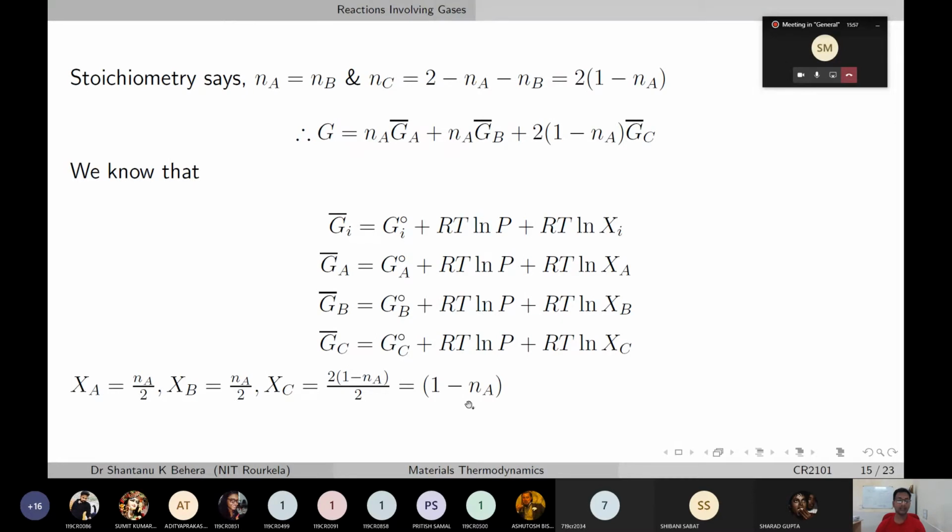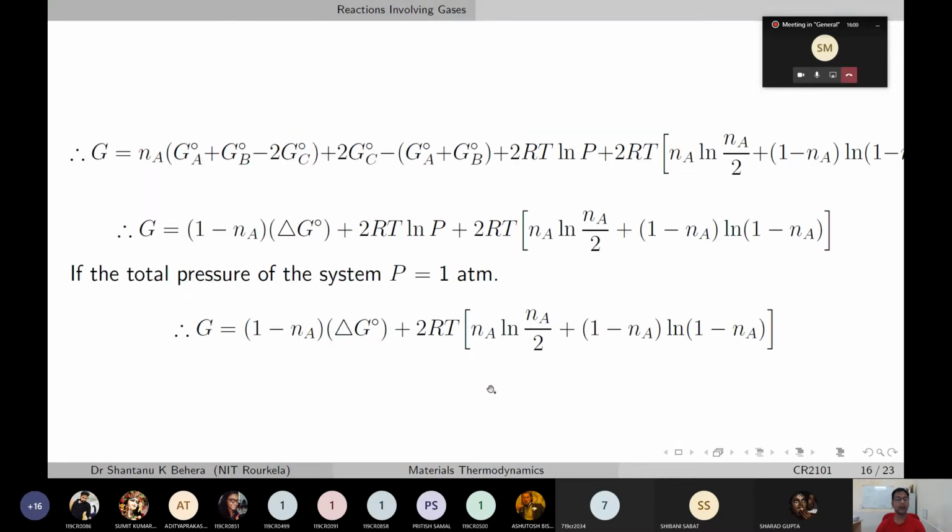Right. Now, based on this information, we can expand this quantity G. Here is a long one, but I don't need to go through the derivation of it. You can actually do it yourself. But I'll bring your attention to these couple of lines here.